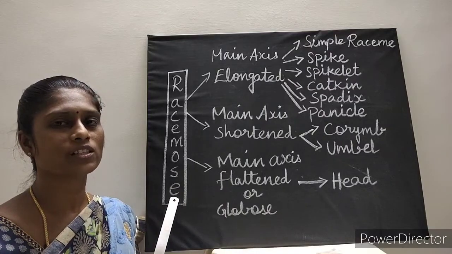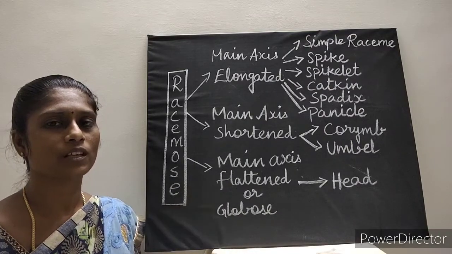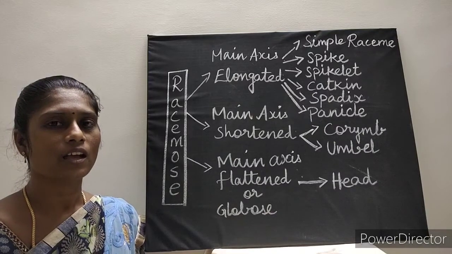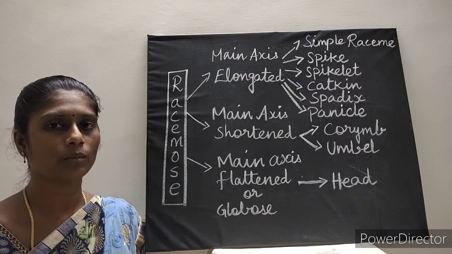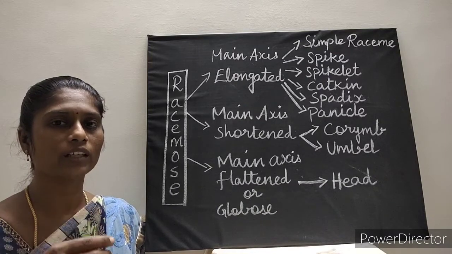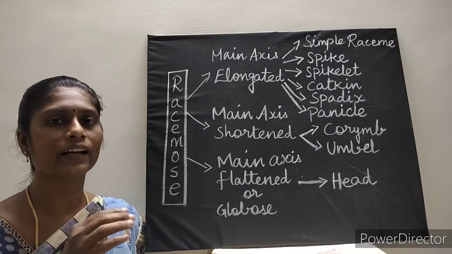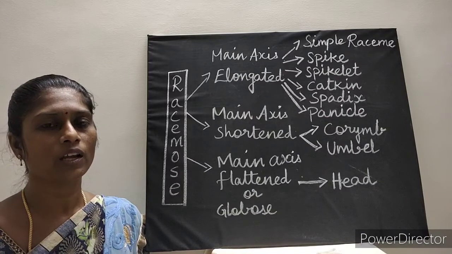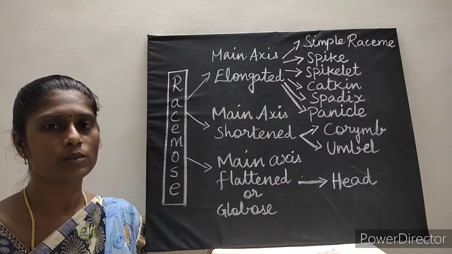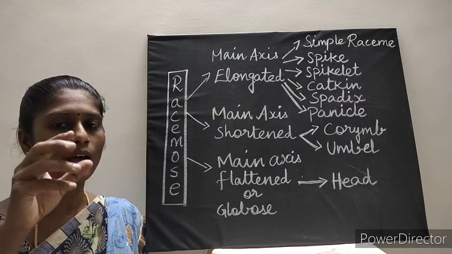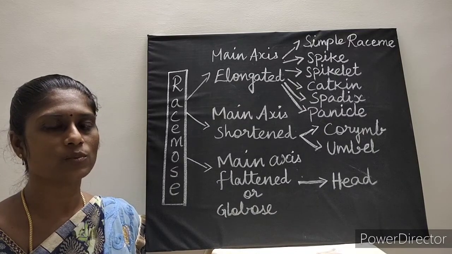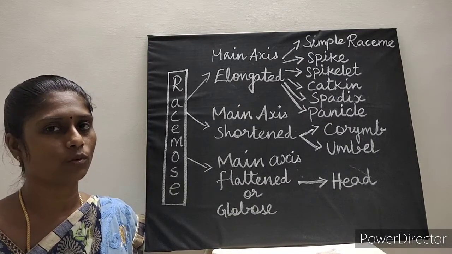What is racemose? Racemose means the central axis possesses a terminal bud which is capable of growing continuously and producing lateral flowers. That is called racemose. Here you can observe old flowers at the base and young flowers at the apex. This type of arrangement you can observe in racemose.